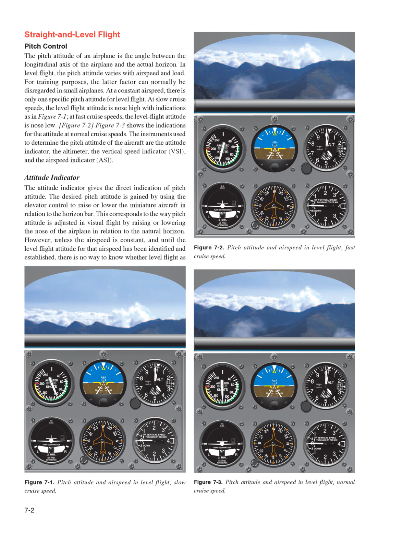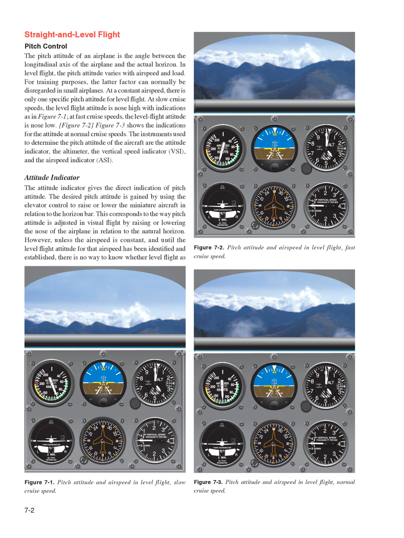At slow cruise speeds, the level flight attitude is nose high, with indications as in Figure 7-1. At fast cruise speeds, the level flight attitude is nose low, Figure 7-2. Figure 7-3 shows the indications for the attitude at normal cruise speeds. The instruments used to determine the pitch attitude of the aircraft are the attitude indicator, the altimeter, the vertical speed indicator, VSI, and the airspeed indicator, ASI.